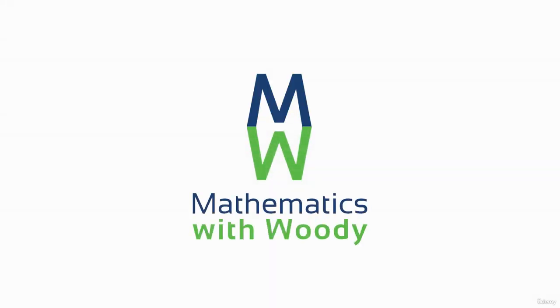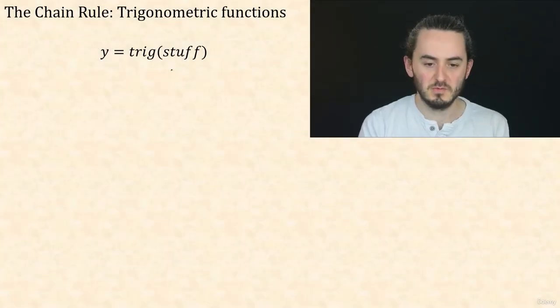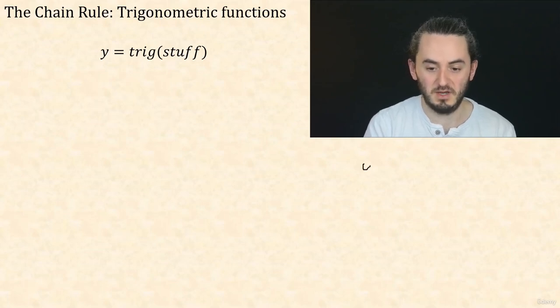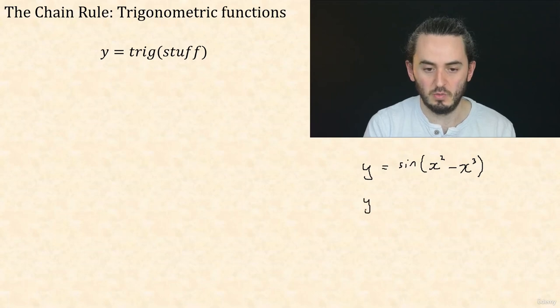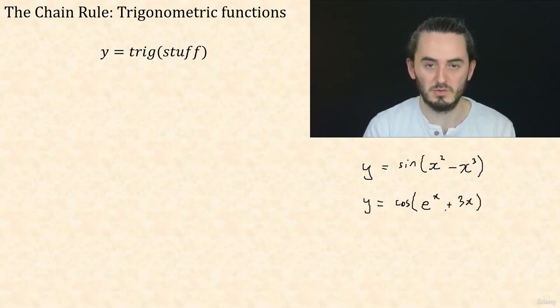We're now going to look at the chain rule applied to functions that are trigonometric in nature. So that is sine of a function or cos of a function. Let's take a look at this. I'm going to refer to this as differentiating trig of stuff, which basically means stuff like y equals sine of some function, like maybe x squared minus x cubed, sine of some stuff, or y equals cos of some stuff. Maybe that stuff is e to the x plus 3x. So anything in that form, that's what we're dealing with.